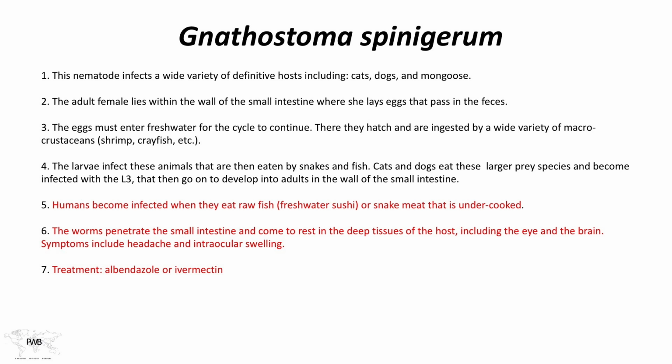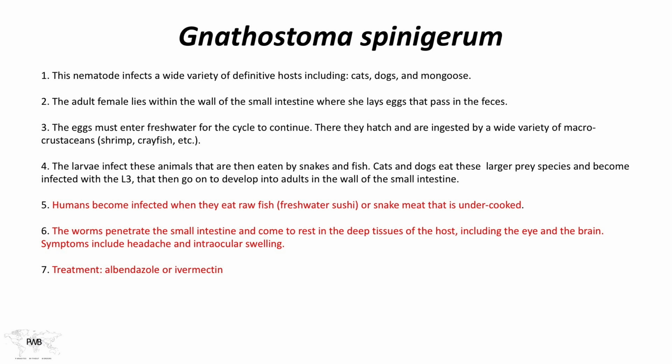Gnathostoma spinigerum is an aberrant infection in humans. This nematode infects a wide variety of hosts, including cats, dogs, mongoose. The adult females lie within the walls of the small intestine, where they lay eggs. The eggs pass in the feces. Feces have to enter fresh water in order for the cycle to continue. They hatch and are ingested by a wide variety of macroorganisms, shrimp, crayfish, etc.